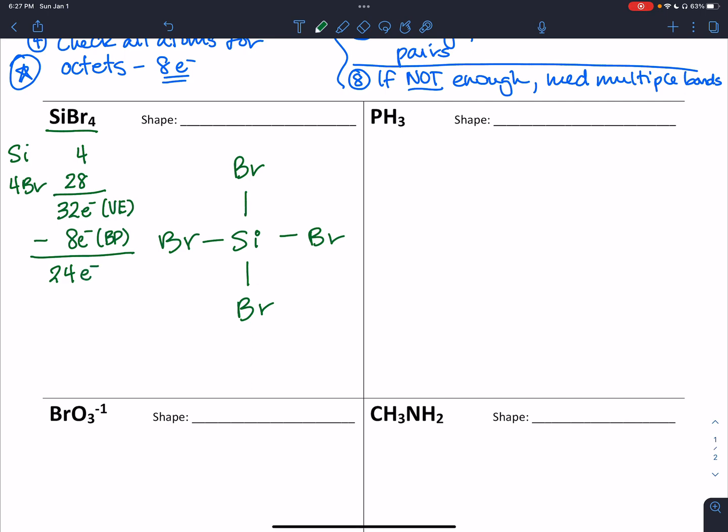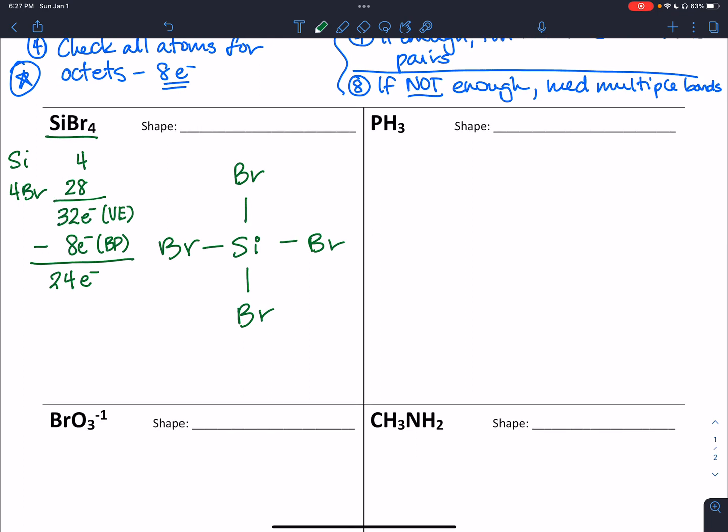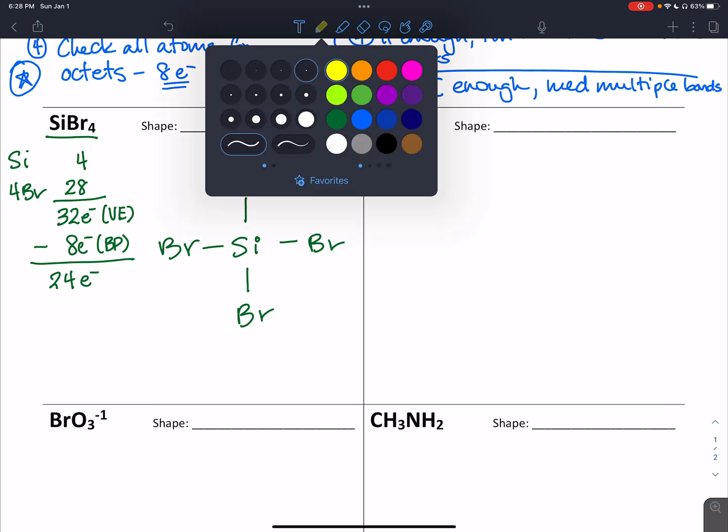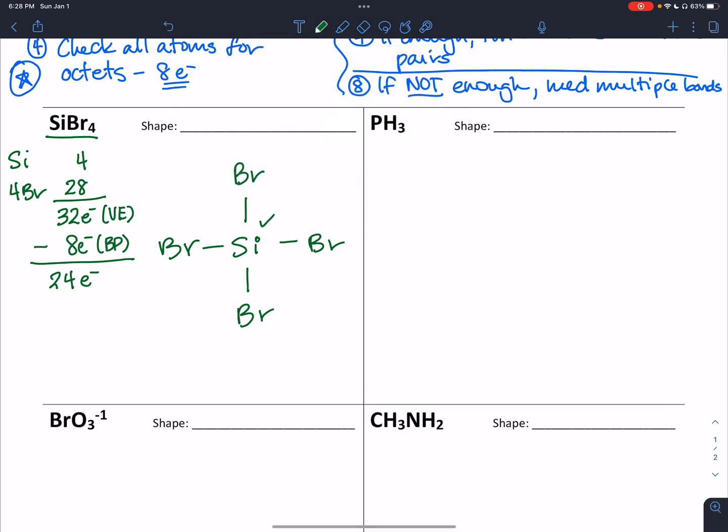Next, I'm going to check all my atoms for octets, which means I need to look and see, as drawn in my structure, how many electrons they have around them. Now, this is not the valence electrons. I've taken all their valence electrons and put them into a bowl, and I have 32 that I'm now spreading back around. If I look at silicon, here I'm going to change my color so you can see, it's got 2, 4, 6, 8 electrons because of those 4 bonds. So silicon's octet is full, so it is happy.